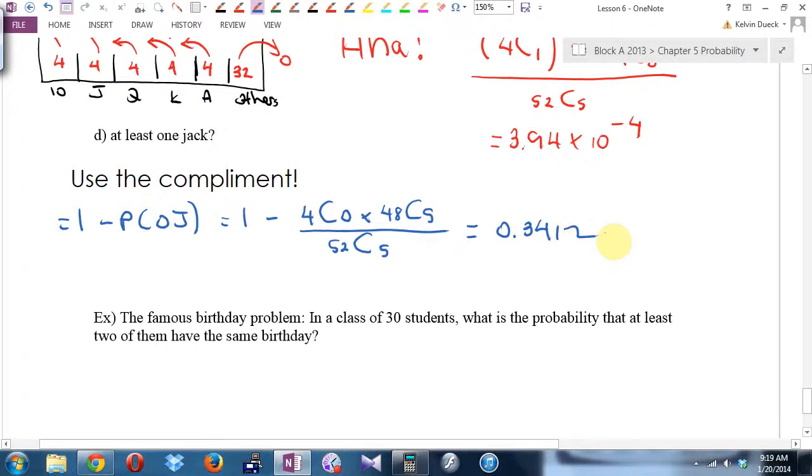That kind of bugs kids. They say, Mr. Dueck, that seems kind of high. That's saying there's a better than 1 in 3 chance. That almost suggests that 1 in 3 cards is a jack. No, I'm not saying that, because there's only 4 jacks in the deck. But because you said at least, what you're saying is, oh, you could have 1 or 2 or 3 or 4. Those ors add up and slowly make this number bigger and bigger, making it more likely to occur.